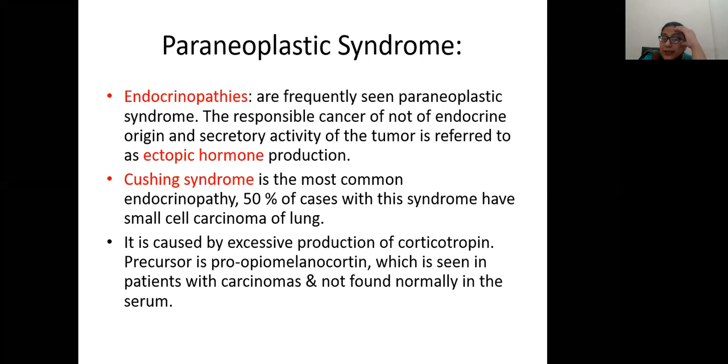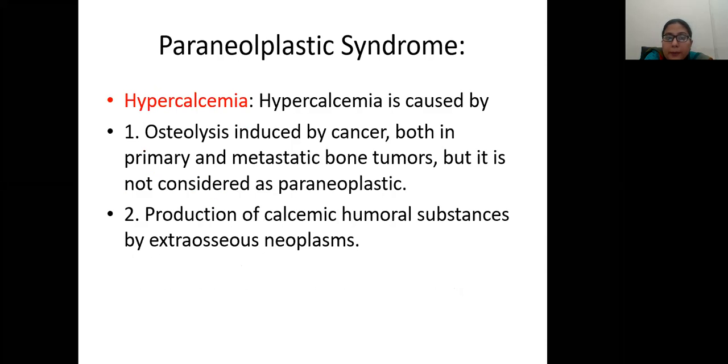It is caused by excessive production of corticotropin, whose precursor is pro-opiomelanocortin, which is seen in a patient with a carcinoma and not found normally in the serum. Clear? Now the hypercalcemia. Hypercalcemia is caused by osteolysis induced by cancers, both primary and metastatic bone tumors, but it is not considered paraneoplastic. Clear? Production of a calcemic humoral substance by extraosseous neoplasia, this is an example of a paraneoplastic syndrome.